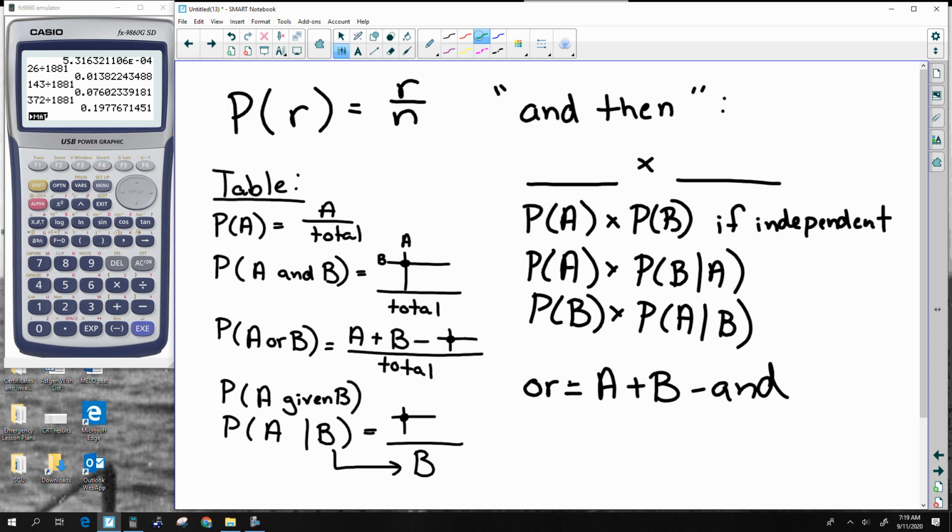Again, the key idea is when you see the word "and," you're in essence going to be multiplying something most likely. It's like this, and then multiply that. Okay, and it can come in a bunch of different ways. Ultimately, what you're doing is multiplying A with B, whether it's A with B straight up, A with B given A, or B with A given B.